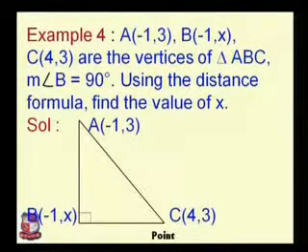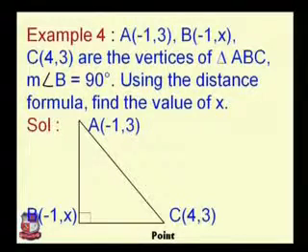Now next example. Here A(-1, 3), B(-1, x), C(4, 3) are the vertices of triangle ABC. Here the measure of angle B is already given, which is equivalent to 90 degrees. Now using the distance formula, find the value of x. Let us understand by the figure.